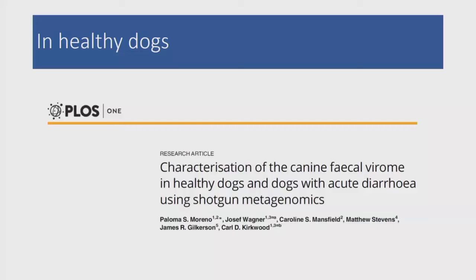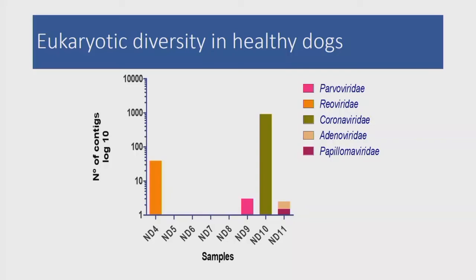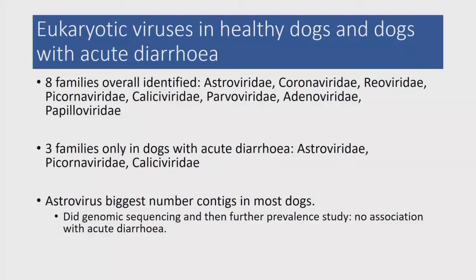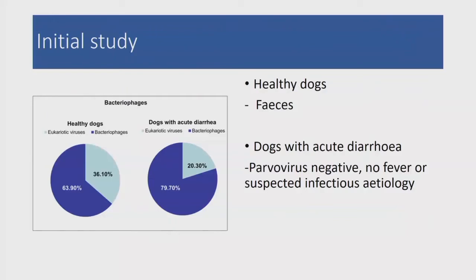And we did find that there were some eukaryotes identified in healthy dogs. Not every dog did have eukaryotic viruses, but there were some that were present. And we did find some dogs with acute diarrhoea that had eukaryotic viruses as well. So we investigated further some astrovirus, but when we did a prevalence study, we did not find an association with acute diarrhoea. We also found that the majority of the dogs with acute diarrhoea had a larger percentage of bacteriophages than healthy dogs.